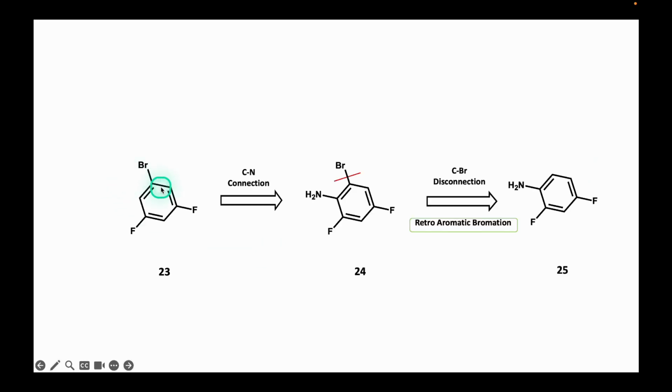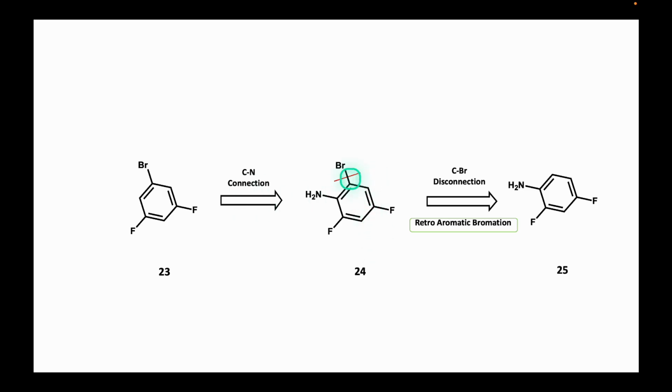The introduction of the bromine atom to the benzene ring requires introducing an activating group into the ring that directs to the ortho position, given the position of the 2 fluorine atoms meta to the bromine atom, which direct electrophilic substitutions to the ortho and para positions. The amino group meets these requirements, in addition to being a group that is relatively easy to remove once it is no longer needed. With this idea, a carbon-nitrogen disconnection generates aniline 24.